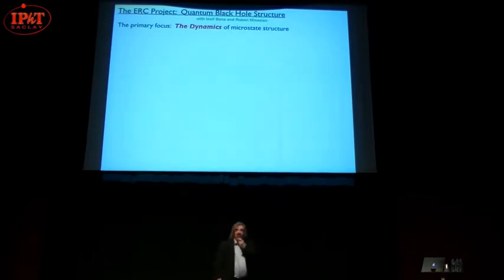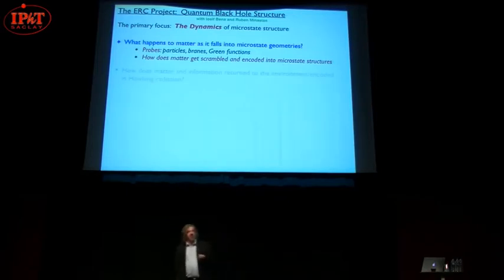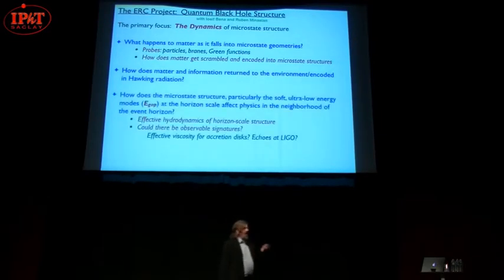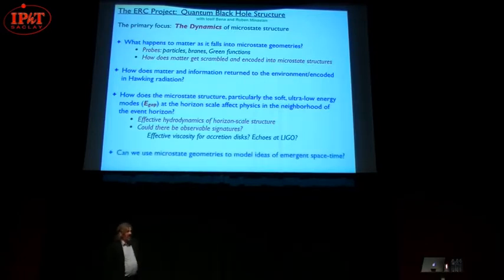And the primary focus of what we're trying to do next is the dynamics of these geometries. What happens when stuff falls in? What happens when it gets scrambled into the geometry? How does stuff get encoded into the microstate structures? How does the matter and information get returned to the environment encoded in Hawking radiation? How does the microstate structure, particularly these soft energy modes, play a role in interacting with the stuff around the black hole? Maybe we can get an effective viscosity and effective hydrodynamics out of this. So I'll skip that one.